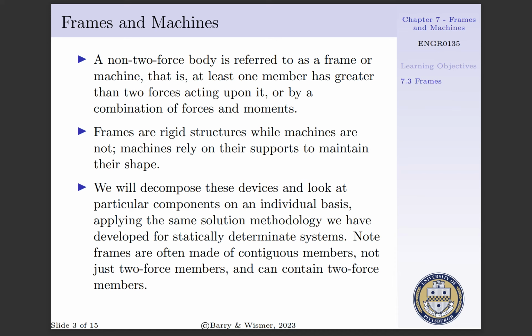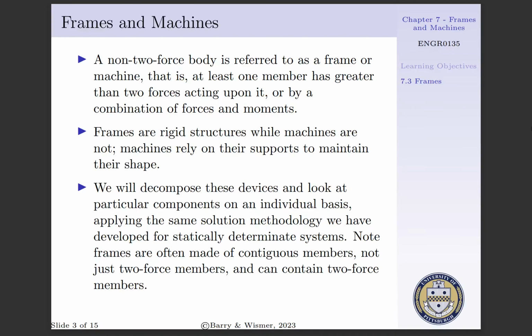A non-two-force body is referred to as a frame or machine. That is to say, at least one member of a frame or machine has more than two forces acting on it, or a combination of forces and moments. Frames are rigid structures, that is, they do not move, while machines are not. Machines rely on their supports to maintain their shape, and their shape can change based upon the magnitude of the force that represents their supports.